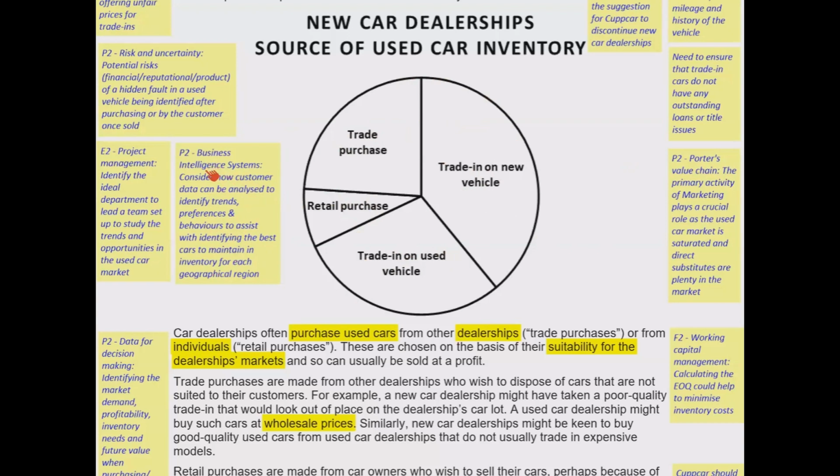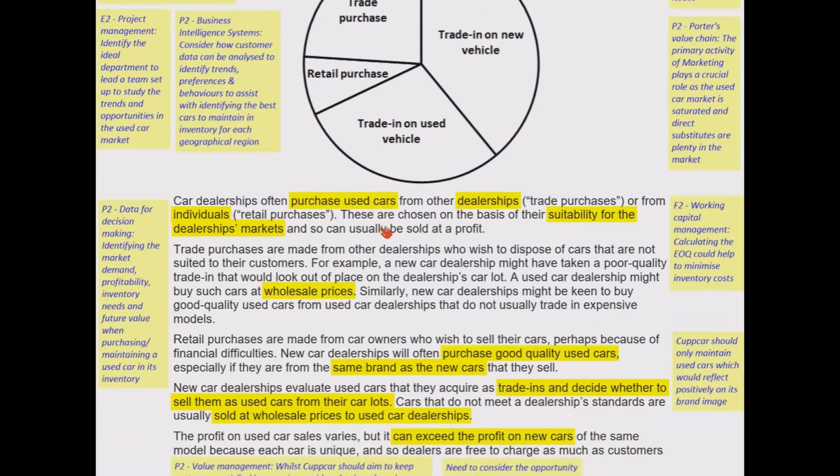And here we've just got a note about business intelligence systems, making sure we've got data in our dealership to know what kind of used car we would need for each of our different geographical locations and geographical dealerships, and making sure we've got a fantastic knowledge base and IT systems for sourcing the cars and then managing those cars and controlling the logistics of the movement of those cars around our various different dealerships.